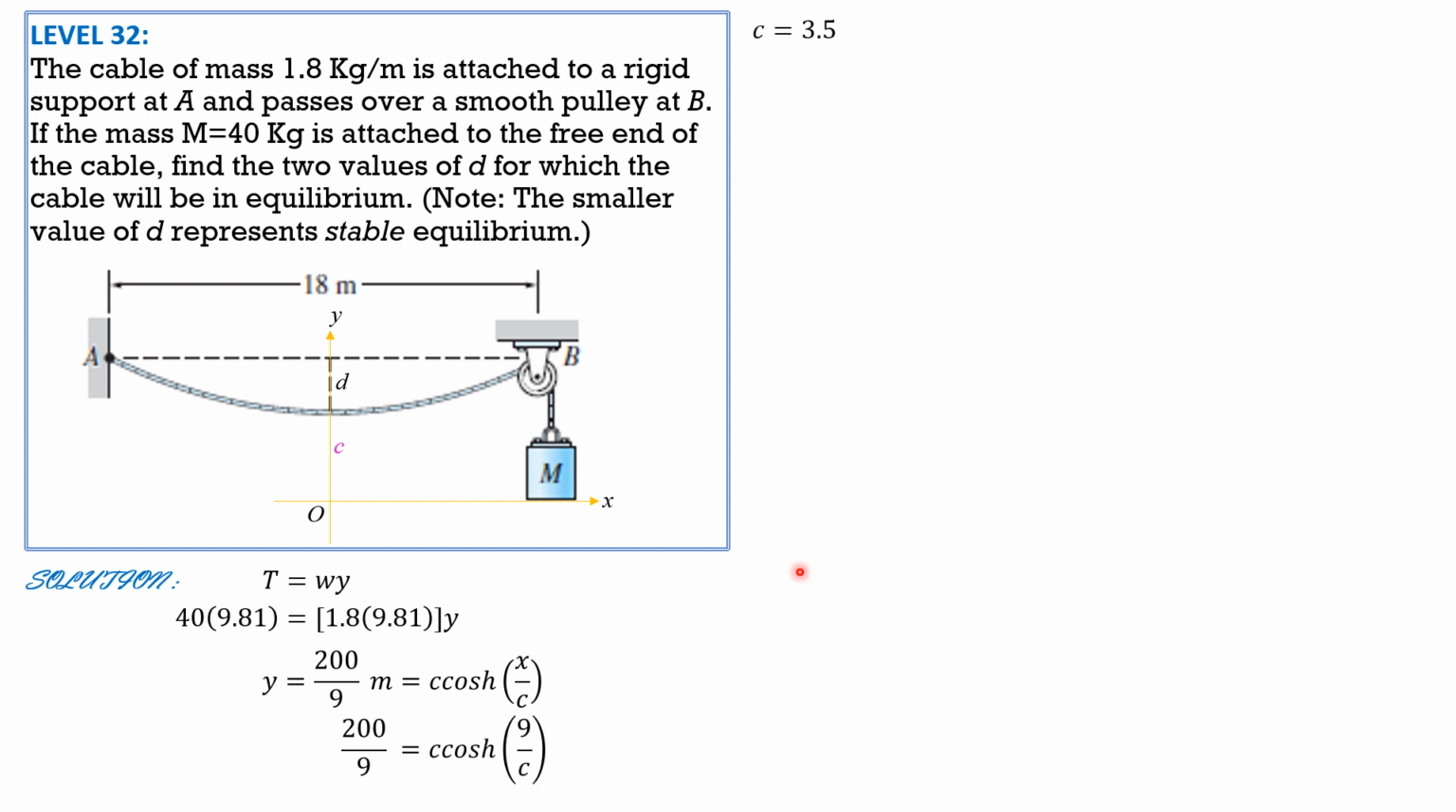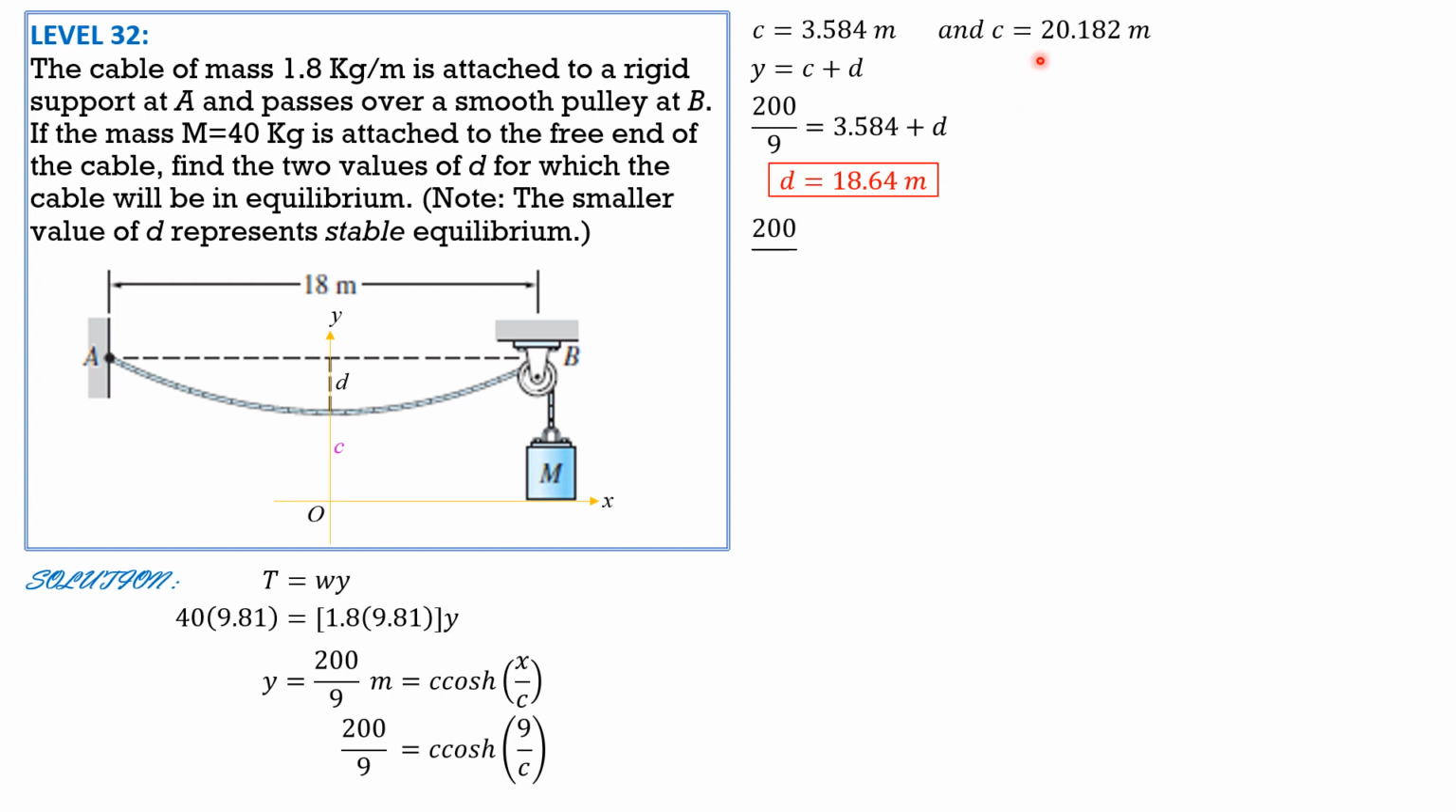Using the calculator, C is 3.584 meters, and the other value is C is 20.8182 meters. So Y, which is 200 over 9, is equated to C plus D, so that we can solve for the sag, the two values of the sag, because there are two values of C. So Y equals C plus D. 200 over 9 equals 3.584 plus D. So the first value of D is 18.64, the higher value. And for the smaller value, 200 over 9 is 20.182 plus the sag D. So the other answer is 2.04.